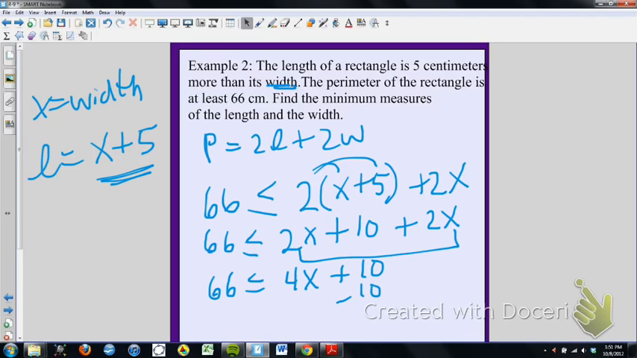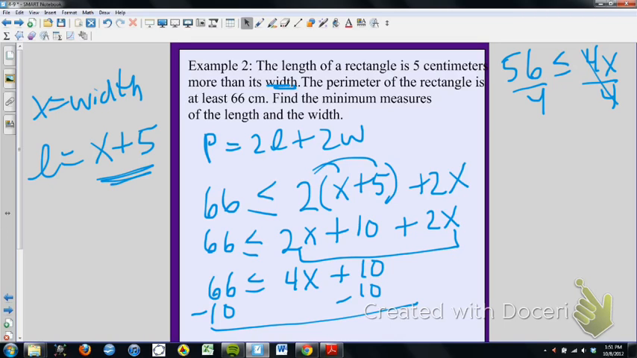Subtract 10 from both sides. We have 56 is less than or equal to 4x, divided by 4, divided by 4. Since I'm dividing by a positive number, I don't have to switch the inequality. I don't have to flip it around. 56 divided by 4 is 14, so 14 is less than or equal to x. So the minimum value of the width is 14 centimeters.